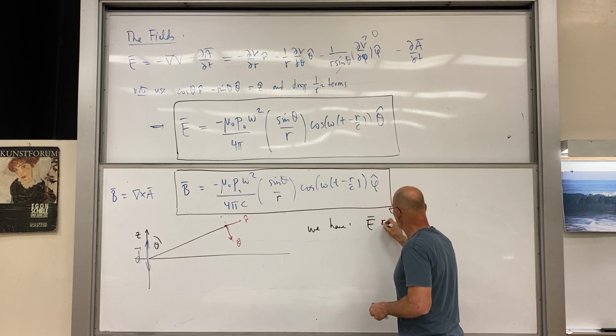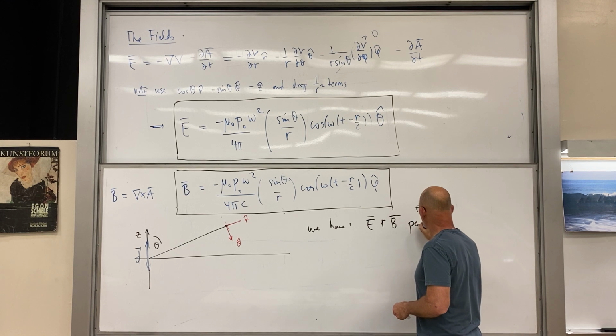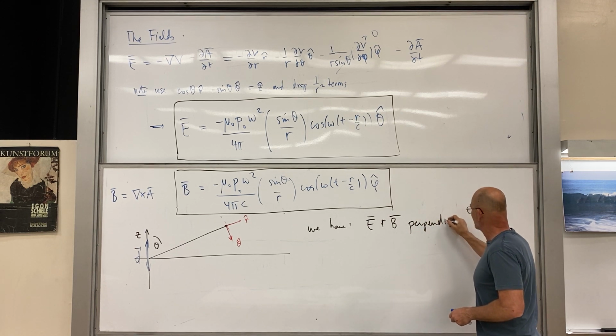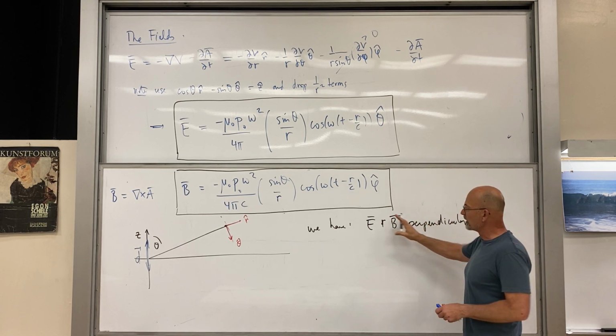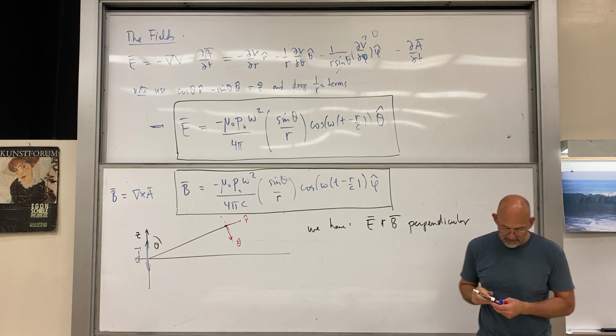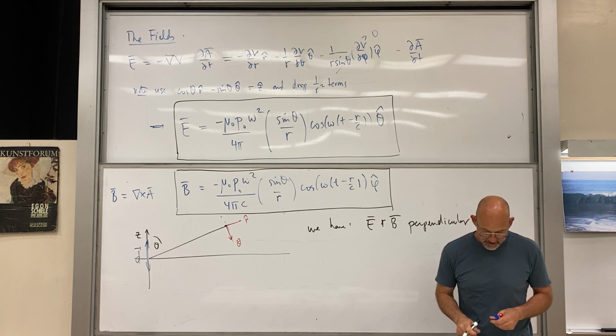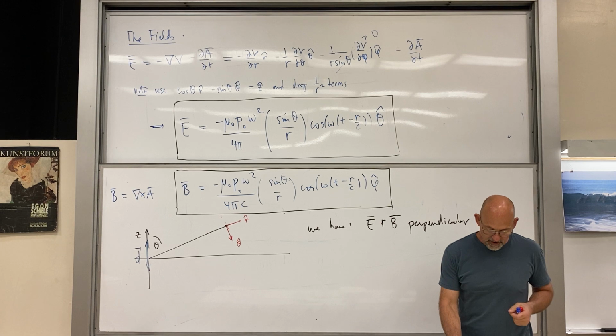E and B are perpendicular. Right, these are the generic properties of the electric and magnetic fields. It has to be the case of the waves, fields in the waves.